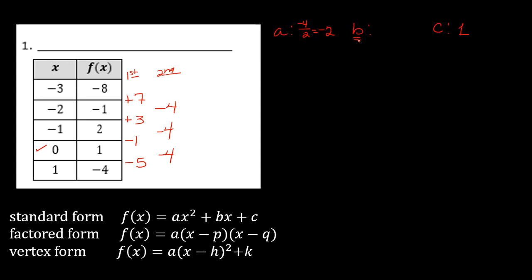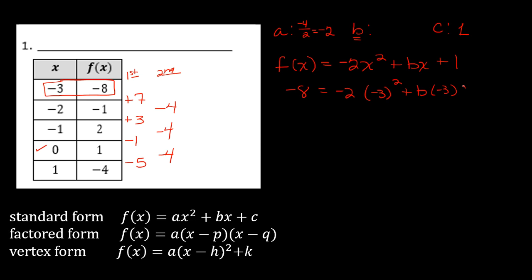We are going to choose a point from the table that we've not used. So we cannot use 0, 1 again. So I'm simply going to use this point to plug in. Before we plug in the point for x and f of x, let's write what we already have. So we have an A value and we have a C value. For f of x, I'm going to plug in negative 8. For x, I'm going to plug in negative 3. And we're going to simplify the right side.